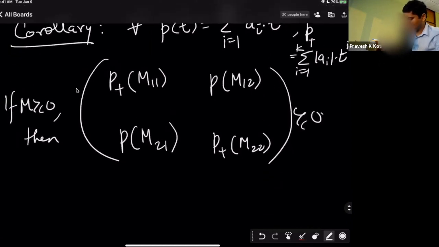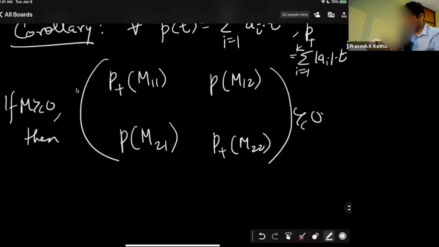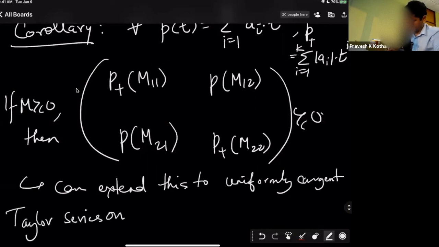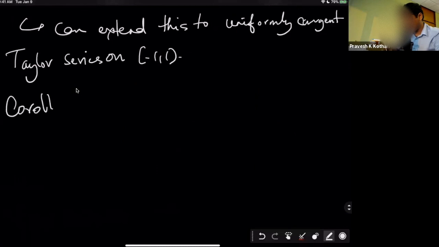So that's great. And just like we ignored analysis, or at least the details of the analysis earlier, we can extend this observation not just to polynomials, but to uniformly convergent Taylor series on the interval -1, 1. So we can extend this to uniformly convergent Taylor series on any fixed interval, let's say -1, 1 for whatever reason. And so that gives us another corollary.